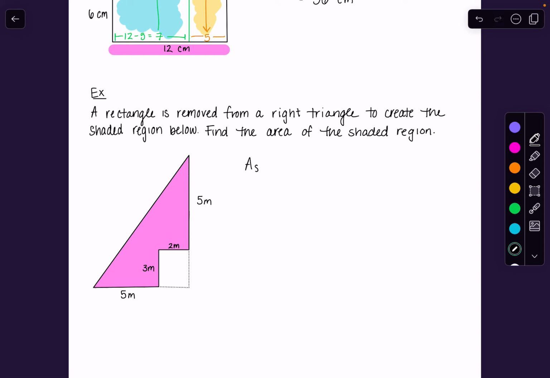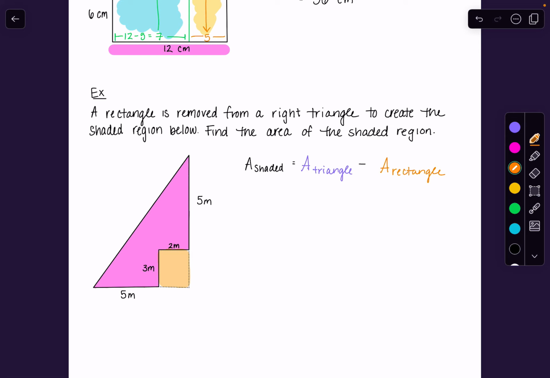So if I want to find the area of the shaded region, what I can actually do is start with this bigger triangle here. We're going to find the area of this triangle, and then we're going to subtract this little chunk we took out. So we need to figure out what the area of this itty bitty rectangle we removed is. So we subtract the area of the rectangle.